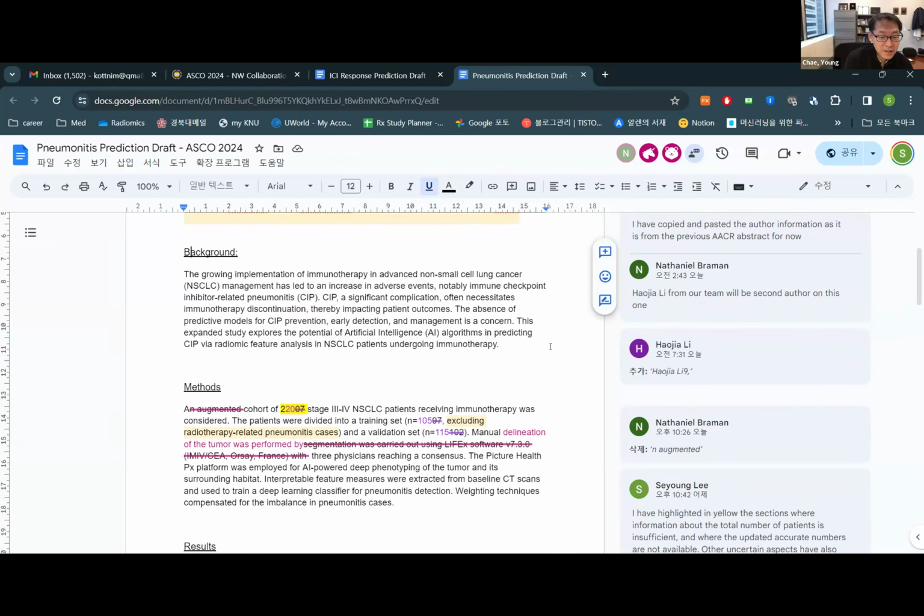So CIP, the second sentence: not only treatment discontinuation, but there are fatalities. People die of CIP, so you have to mention that, not just not treating the cancer, but they actually die of this. Right. I'll add that.